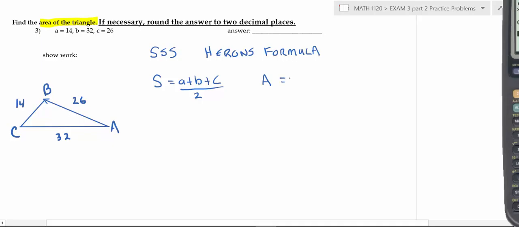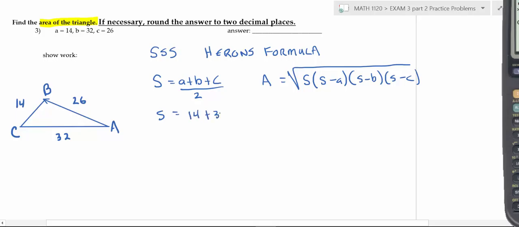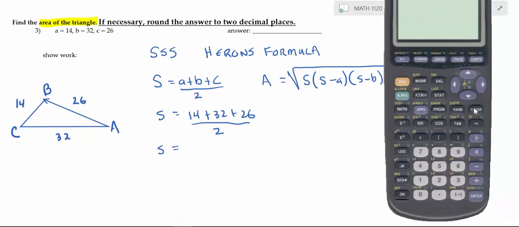The second part of the formula is that the area is the square root of this semi-perimeter S, and then S minus A, S minus B, S minus C under the radical like that. So we're going to start by adding the sides: 14 plus 32 plus 26, and we're going to divide that by 2. You'll be able to utilize your calculator on this problem. So 14 plus 32 plus 26 gives 72, and then 72 divided by 2 gives 36.